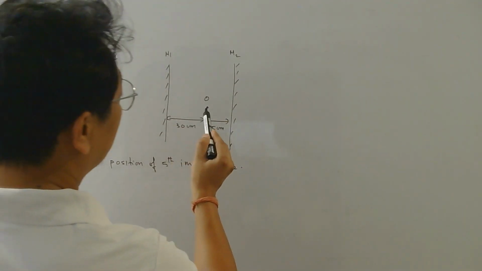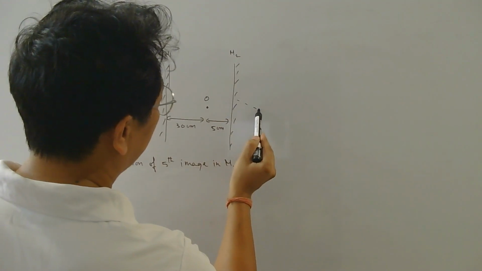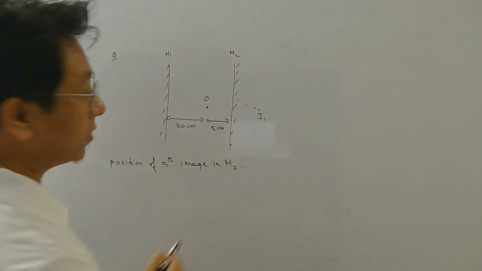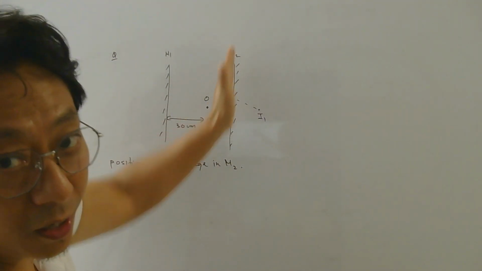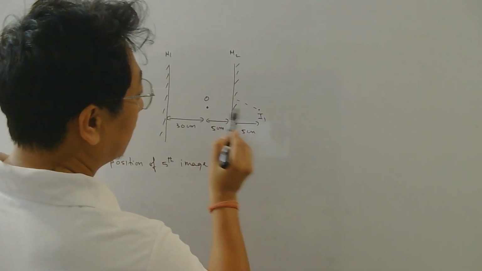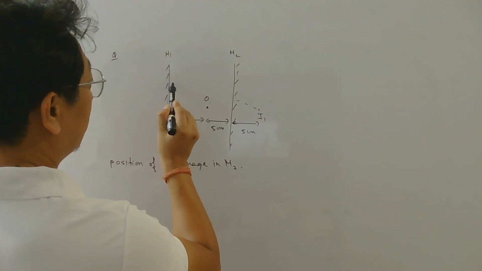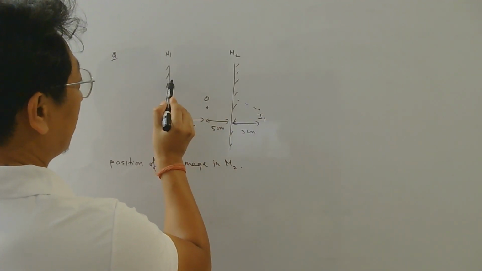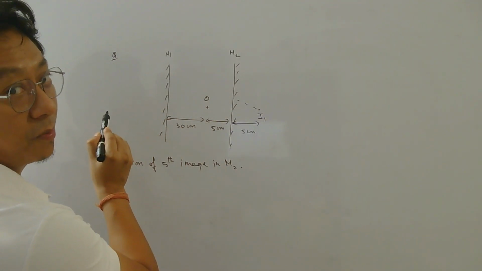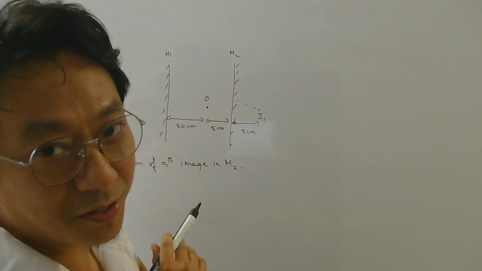Now you know that this light will reflect this way. So image will be formed here, right? That is the first image in the mirror M2, and that will be at a distance of 5 centimeter. Then again that light will go here, and for this mirror this light will act like object, and one image will be formed by reflection here. So that way you will get multiple images.